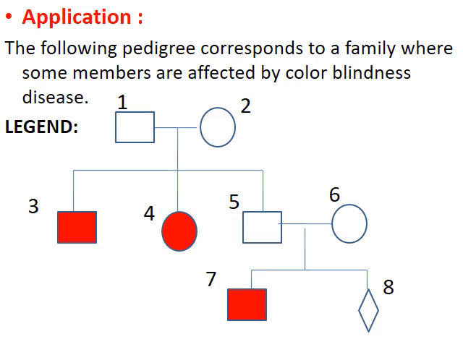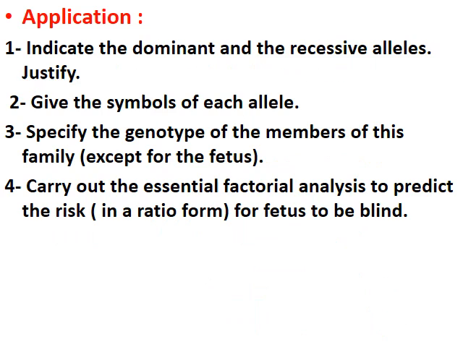And here we have 5 and 6, who are also normal, and they give birth to an affected child, which is 7. This confirms our point of view: 5 and 6 are normal and they give birth to an affected child. The allele coding for the disease is masked in the parents by the normal dominant allele. This explains that the normal allele is dominant over the recessive allele coding for color blindness. Indicate the dominant and the recessive allele and justify your answer.